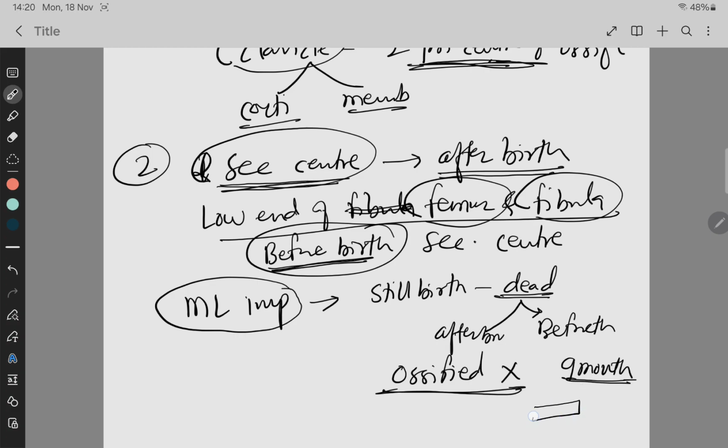So if there are 9 months of intrauterine life, then these centers get fused to form one complete bone, and if it is less than that, then these centers are not ossified and they are separated from the bone. Here we can state whether the fetus was stillborn, that is born dead, or whether death occurred after birth. So according to the age and the appearance of the center, we can state it.